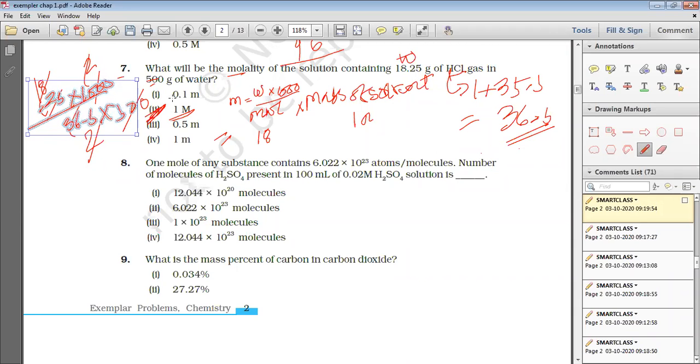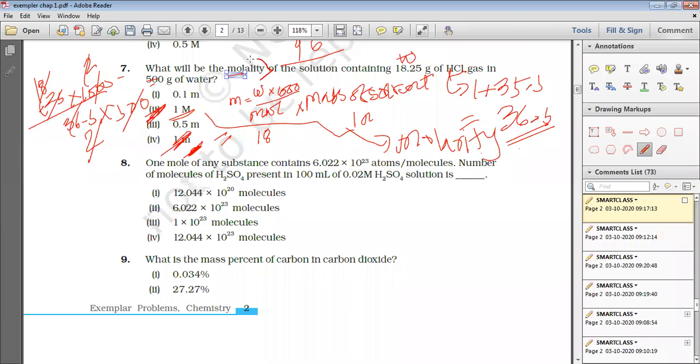Not this one, my dear students, because this represents the molarity. So the correct answer would be the 4th, which represents the molality, because we are asked to calculate the molality. So this is how we get the 4th one as our answer. Let's look at the next question and understand it well.